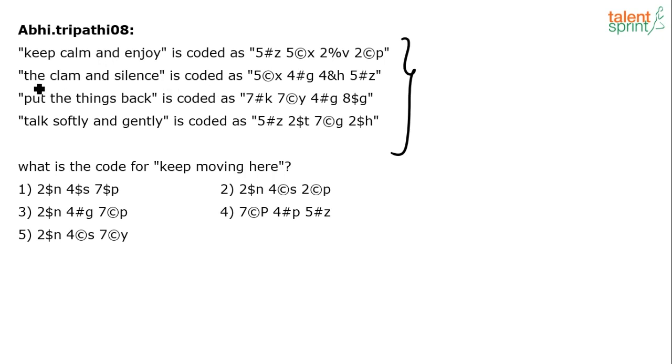Similarly, we have other statements also, right? The calm, the clam and silence. Put the things back, talk softly and gently and so on. He's asking us to find out the code for keep moving here. What should be the code for keep moving here?